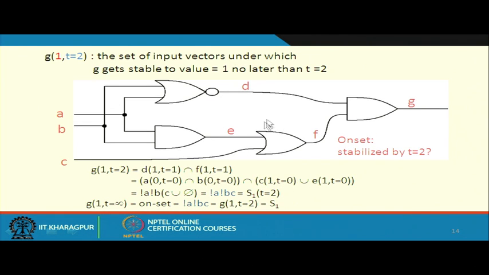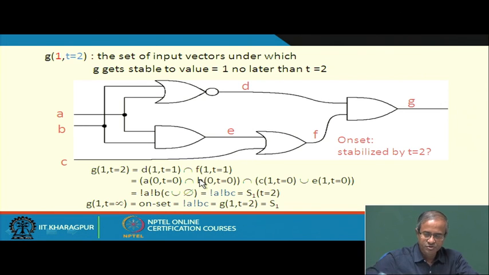So, we are just showing you with this example how the SAT formulation is actually done. How do we map this into a Boolean expression? We use a notation like G1 comma t equal to 2. This denotes the set of input vectors under which the output G gets stable to a value 1 no later than time t equal to 2.